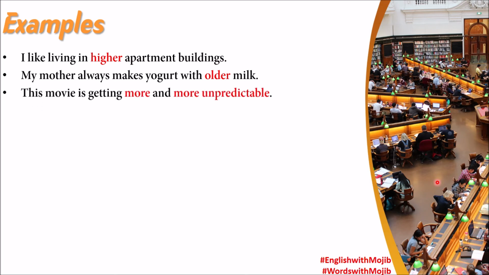This movie is getting more and more unpredictable. Means you can't guess what will happen. Predictable means you are able to guess. It's easy to guess what will happen. But unpredictable means you can't guess. Sam is taller than Sue, but Sue is thinner. Two comparative adjectives. Sam is taller than Sue, but Sue is thinner than Sam, of course.